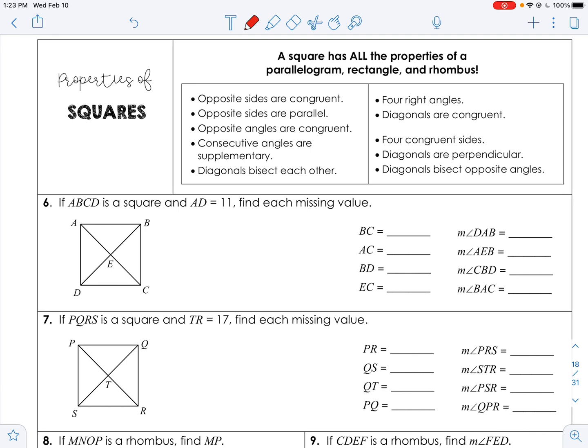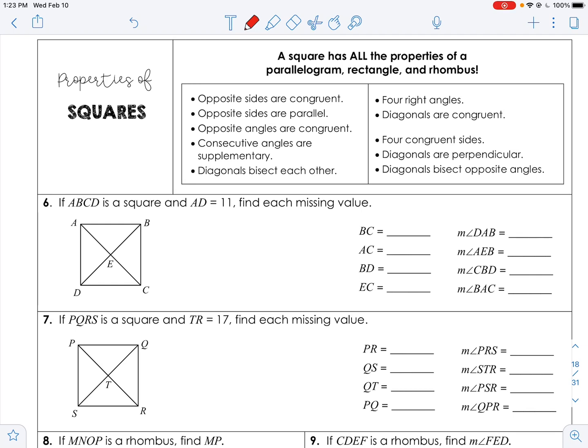Part 2. Let's talk about squares. A square is a special type of quadrilateral that is a parallelogram, that is a rectangle, that is a rhombus. Then it is also a square. It's got all of the bits of everybody. Okay, a square has all the properties of a parallelogram, a rectangle, and a rhombus.